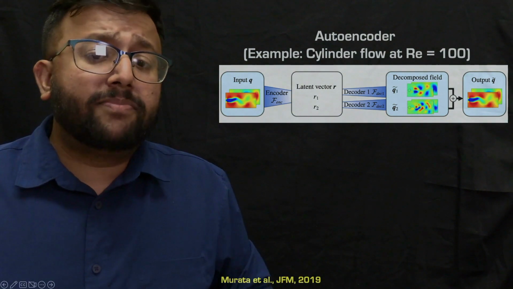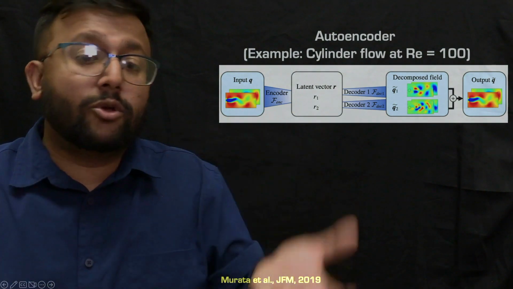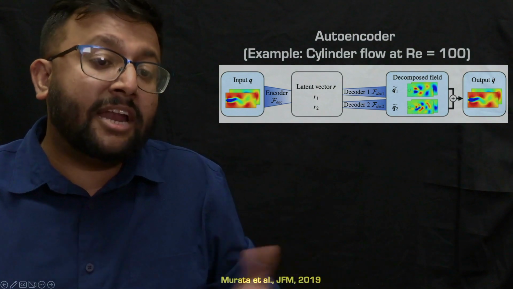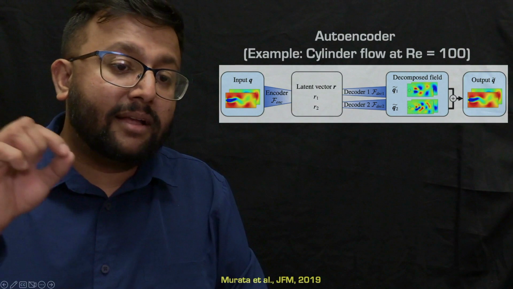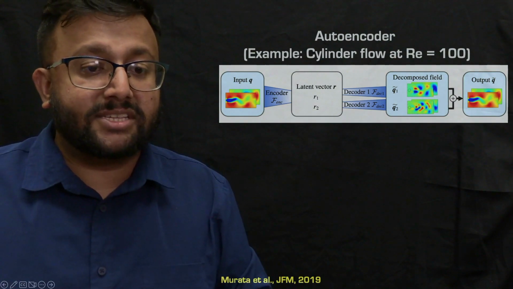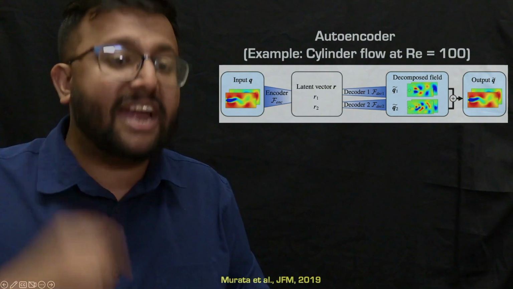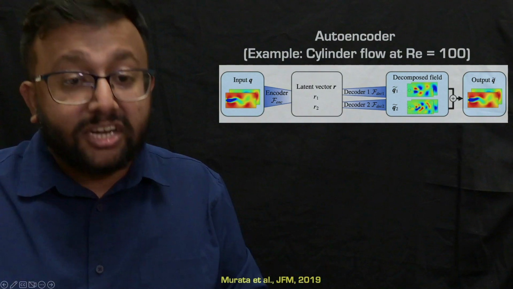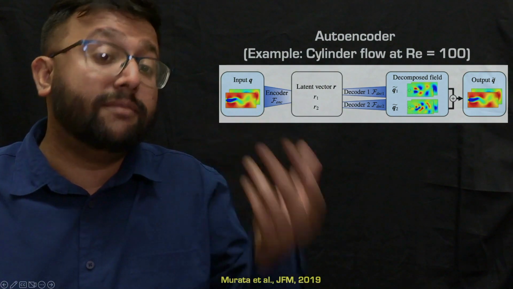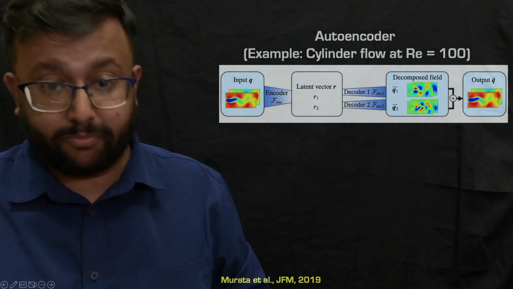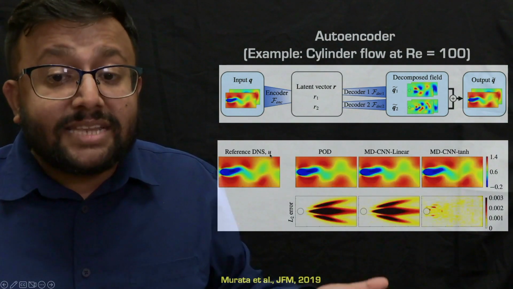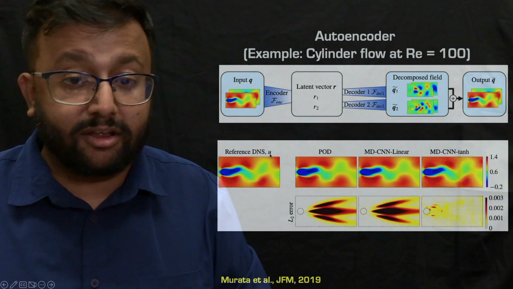So basically, what is done in an autoencoder is this identity reconstruction problem, but the nice thing is you can take the data, you can decide what your latent space dimension is, decode the individual latent variables, and then combine them to form the output. You can see this in action in the results for cylinder flow.